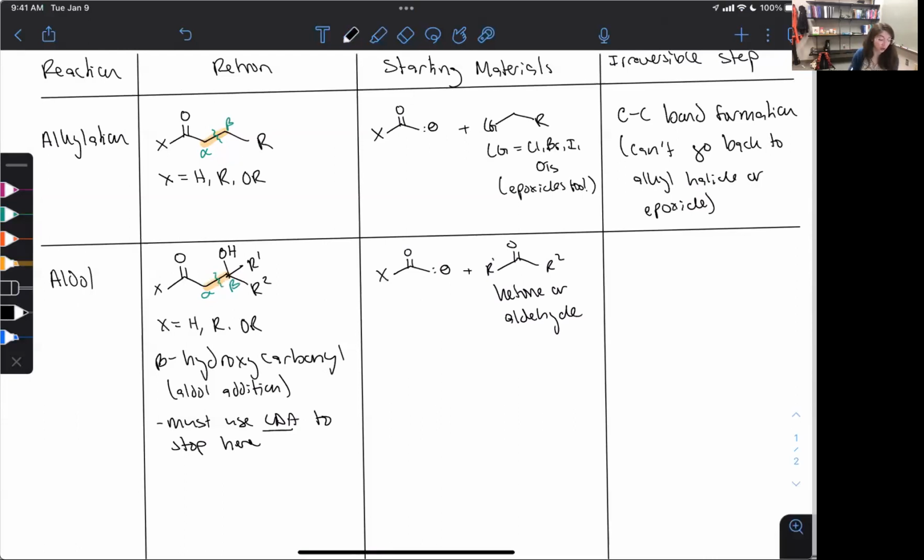And as we'll see as we go along, pretty much we're using the same nucleophile each time. It's always going to be an enolate. The thing that's going to change is your electrophile. The different electrophiles are what give us these different types of reactions here. So we get a ketone or an aldehyde out of that. We have to use LDA, and the irreversible step is actually the first deprotonation.